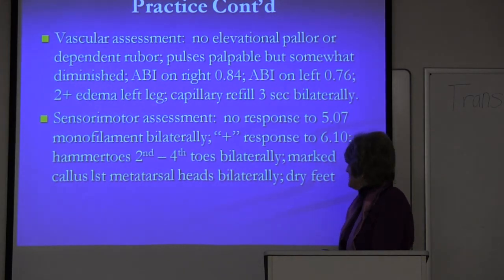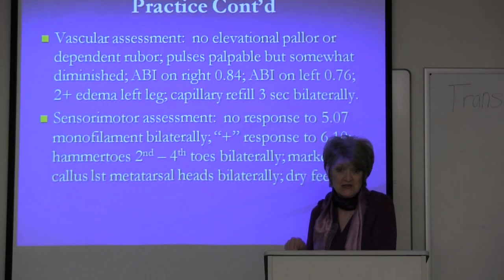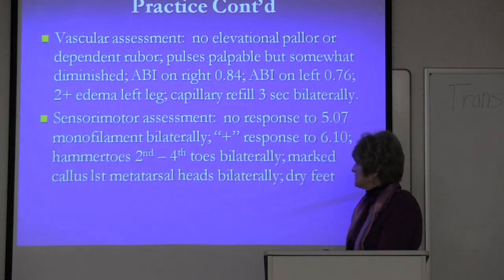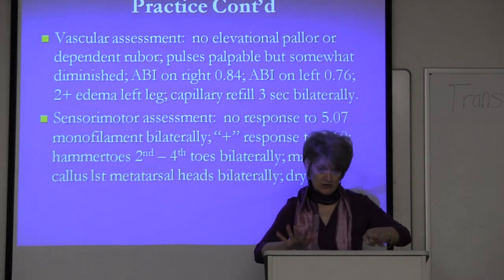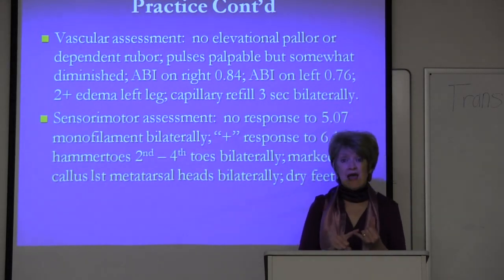She does respond to the 6.10, so that means she has loss of protective sensation, but she's not totally insensate. She has hammer toes, second through fourth toes bilaterally, so she does have motor neuropathy as well as sensory neuropathy. She has a marked callus over the first metatarsal heads bilaterally, a pre-ulcerative lesion on both plantar surfaces, and she has dry feet. So she has sensory neuropathy, motor neuropathy, and autonomic neuropathy.